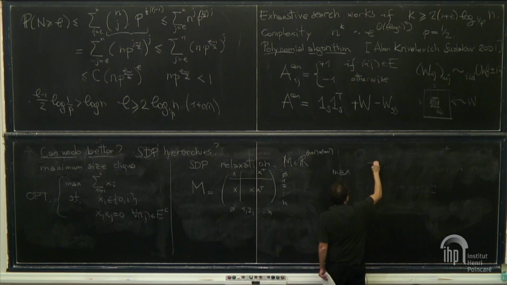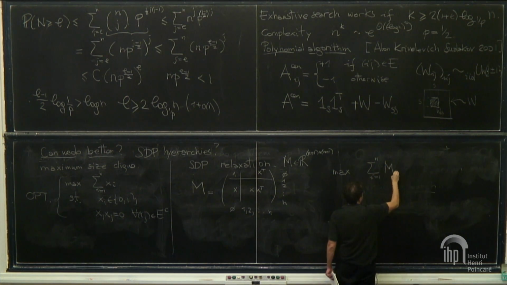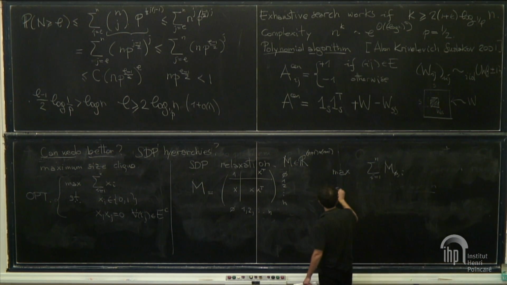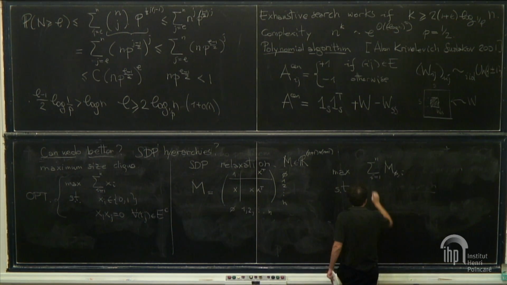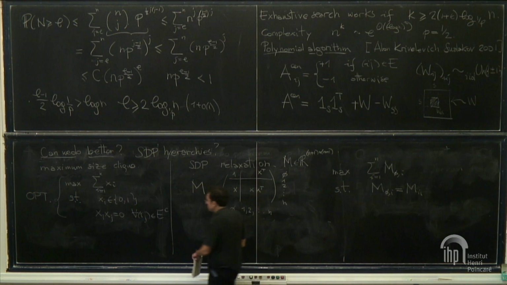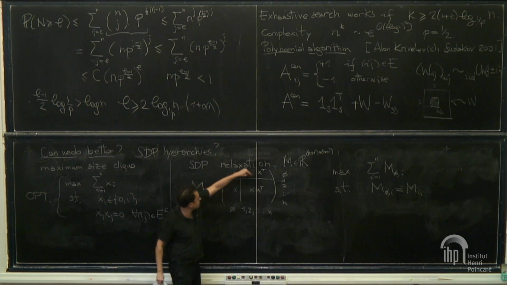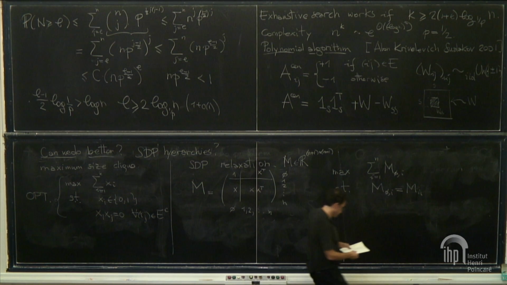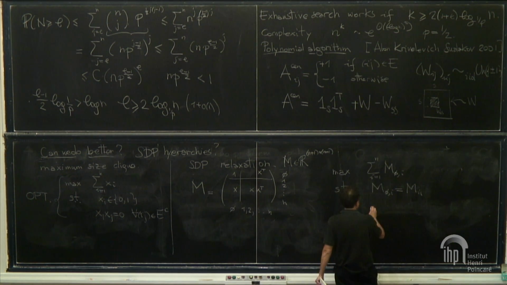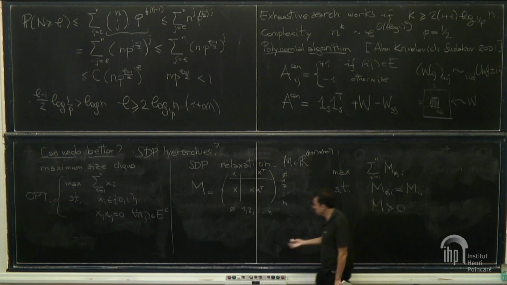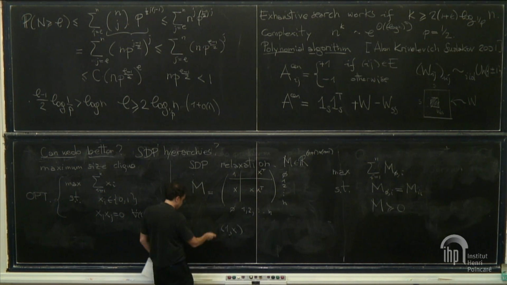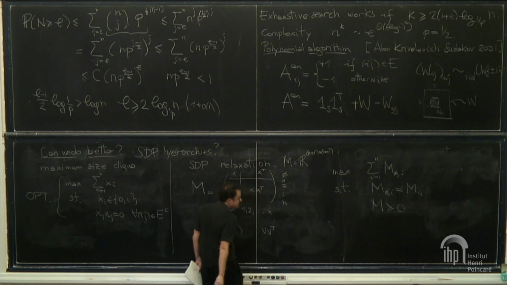Well, we want to maximize the sum over i from 1 to n of M empty set i, subject to what? Let's see. We want M empty set i equal to M ii. You see, this constraint is the constraint that xi is in {0, 1}, right? Because it's telling you that xi is equal to xi squared. And then what else? I have that M is positive semidefinite, because M is just the outer product of (1, x) times itself. So it's the outer product VV transpose, so it's PSD.